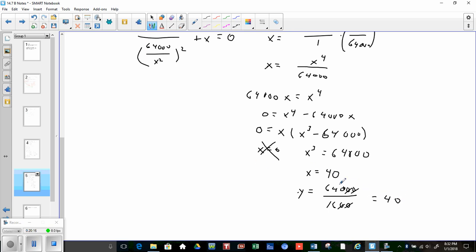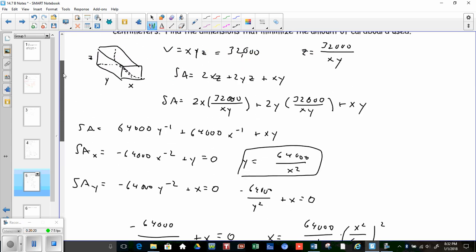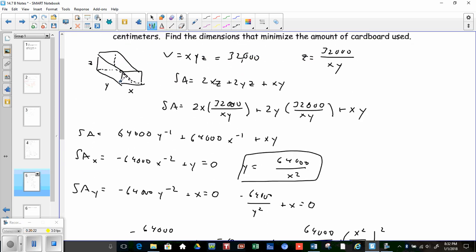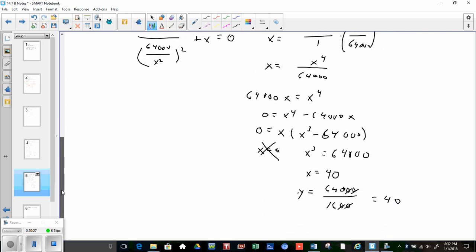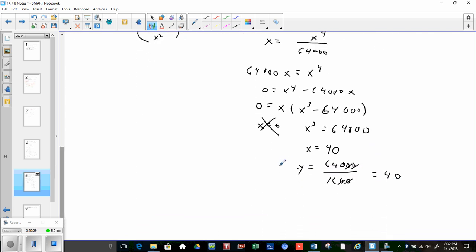Now you might expect that z is going to equal 40, but that's not necessarily the case because you have to remember up here we did not have a top to this thing, so it's not necessarily going to be that those dimensions are going to hold to be exactly the same all the way around.